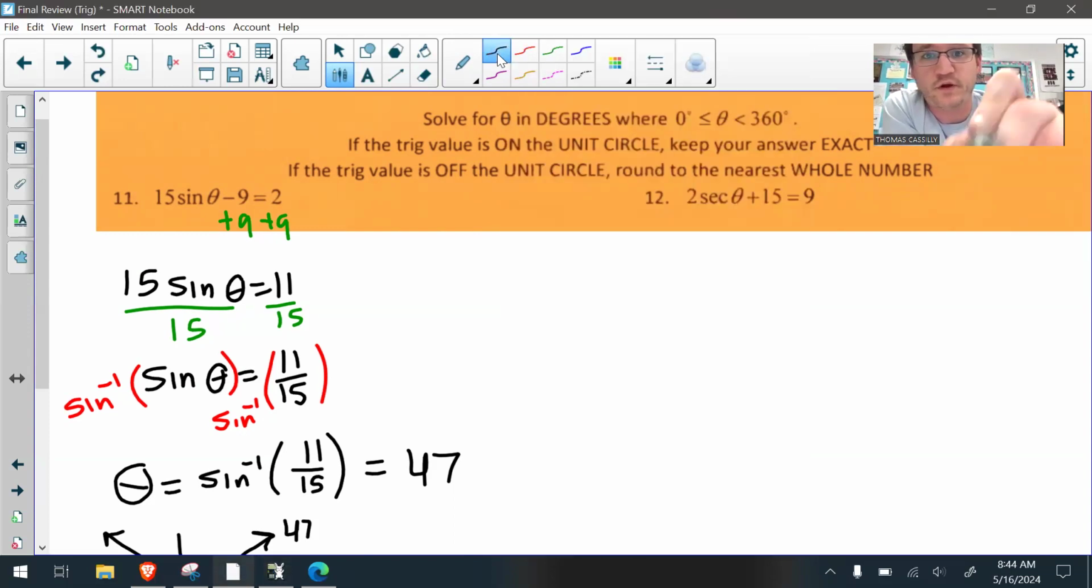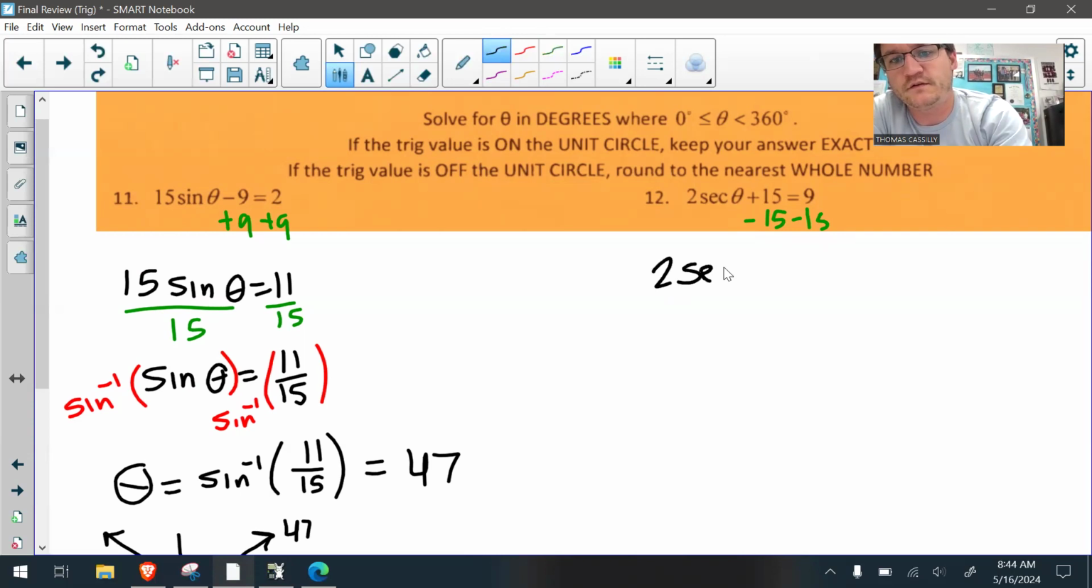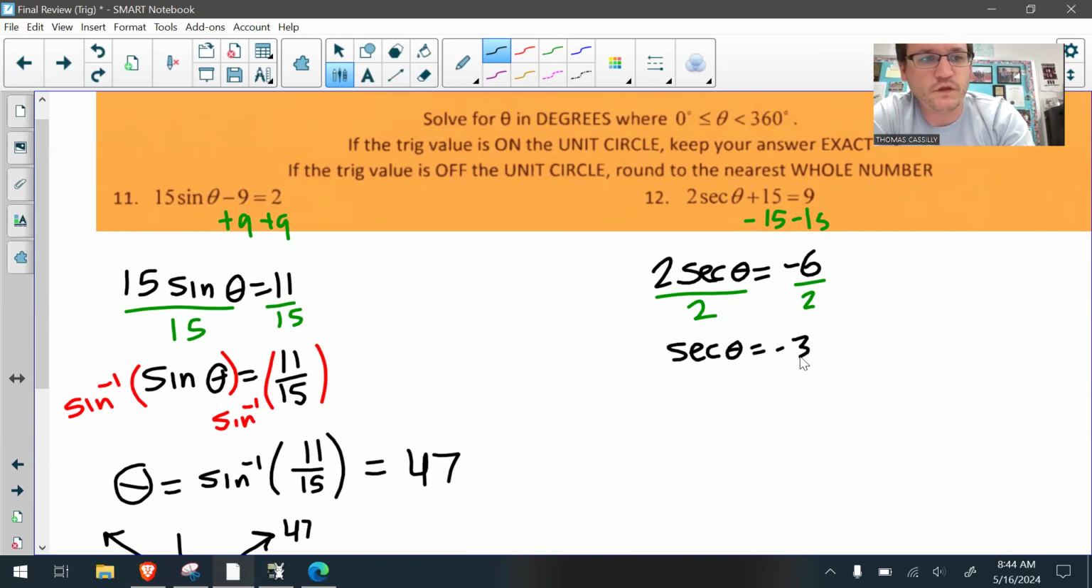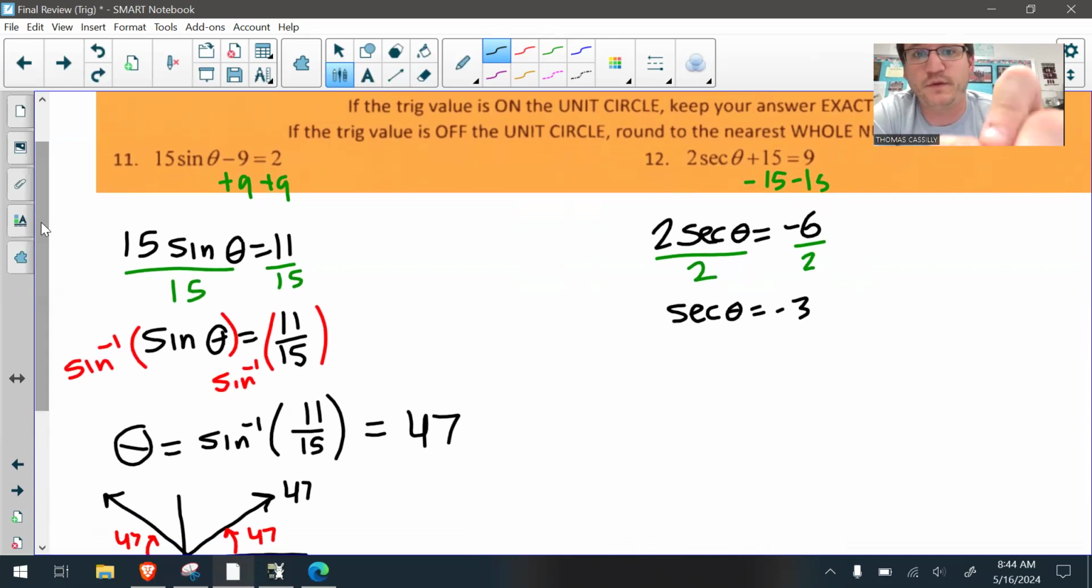So there's 6 of these problems. So 1 down, 5 to go. Right? So first things first, on this next one, subtract 15 on both sides. We end up with 2 times the secant of theta equals 9 minus 15, which gives us a negative 6. All right, divide away the 2, chop both sides in half. We're going to get the secant of theta equals negative 3.